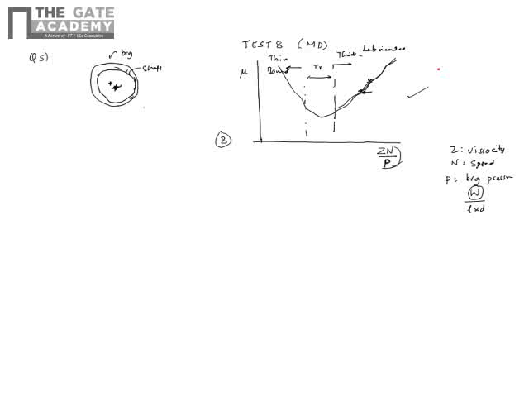Coefficient of friction decreases with increase in load because ZN by P decreases, and mu varies almost parabolically, I would say linear or parabolic, but the curve shape is like this.